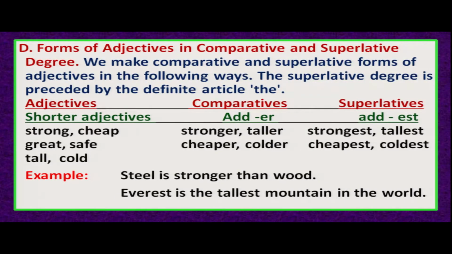So we usually add est to the adjective and we change the form and we also use the before the superlative adjective. Right. Now you see I have given some adjectives. You can find some examples also here. We make comparative and superlative forms of adjectives in the following ways. The superlative degree is preceded by the definite article the.